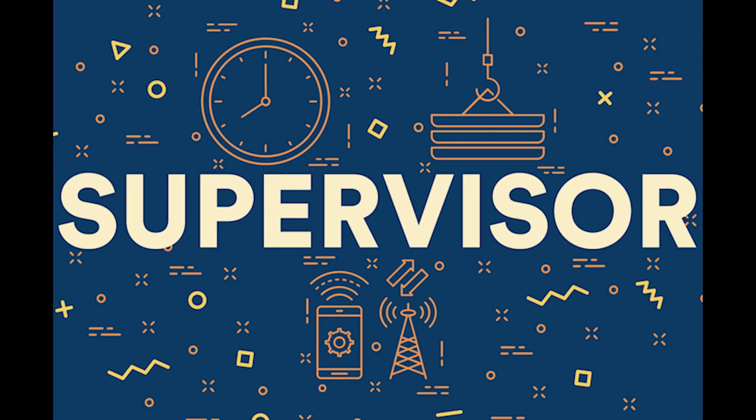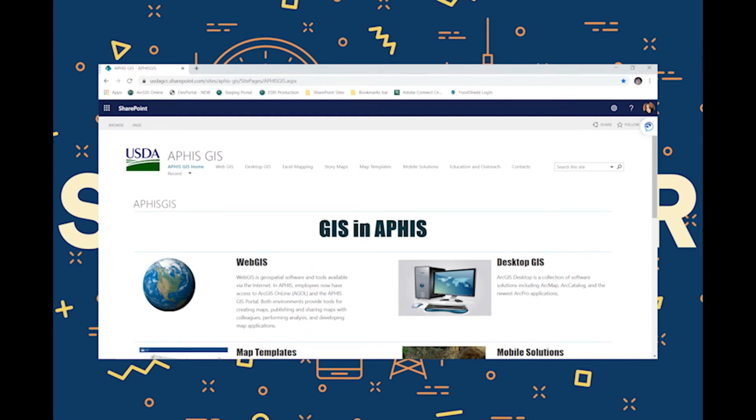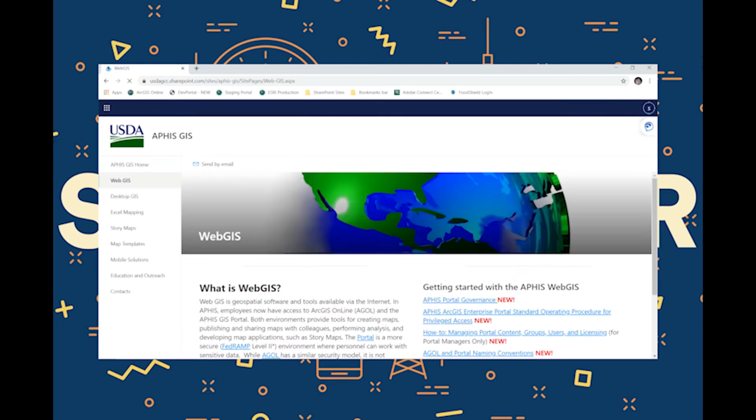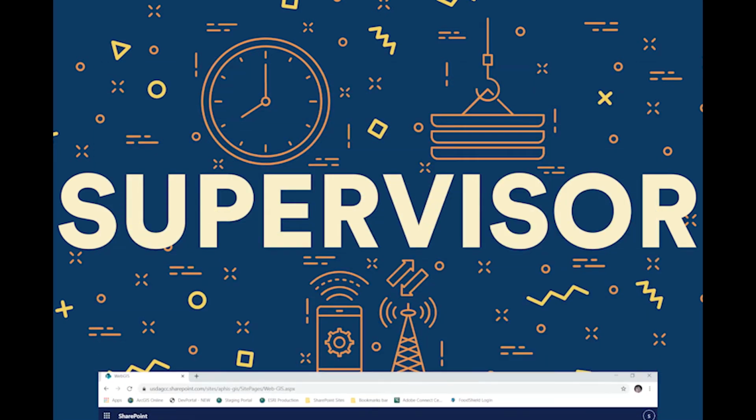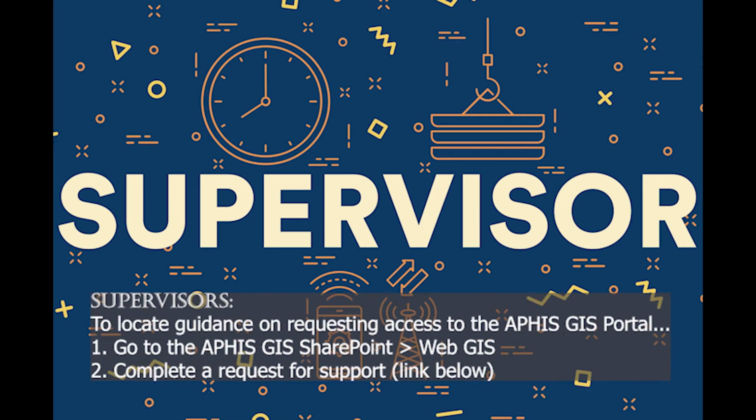This is the part the supervisors need to get involved in. In order to gain access to the APHIS GIS portal, your supervisor must request a user role change. How can they find that documentation? It's located and hosted on the APHIS GIS SharePoint site, and for your convenience, although it is internal, that link is found in the description below. Supervisors, if you need help finding this document, you may also submit a support request at the end of this video.